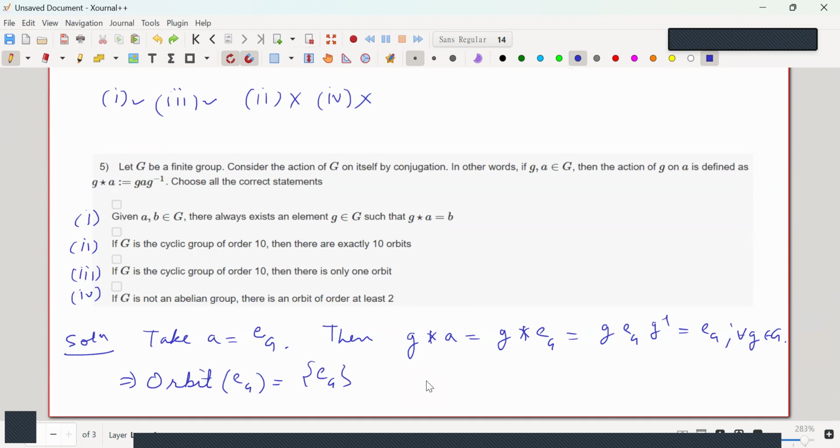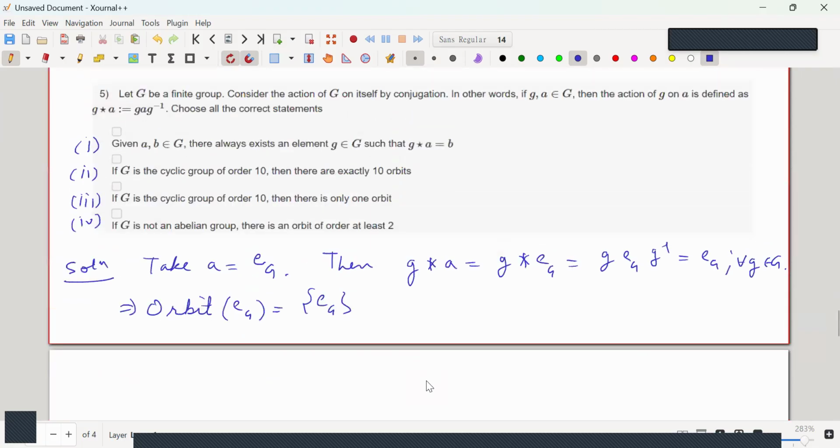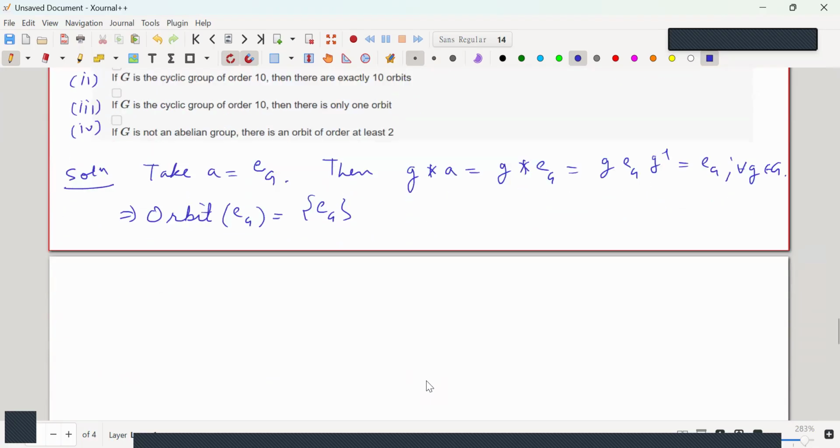What about the second and third option? Again, if you solve one of them, then you are done with the other also. So for a cyclic group of order 10, how many orbits should be there? Exactly 10 or 1, or maybe both are wrong, then something else.